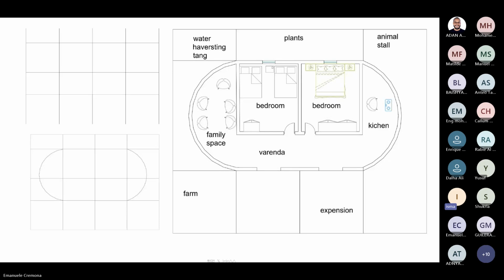So we're going to make our site for this cluster. We make this cluster, and now we paste it on our shape. For this plan, we have a double entrance plus veranda, family space, kitchen, central space, and two bedrooms. We also make a water harvesting tank and plants. Also, these people flee from the drought, and they have a lot of animals, so we make an animal store if they need it. Also, if they are farmers, they just need space for the farm, so they use this space for the farm.